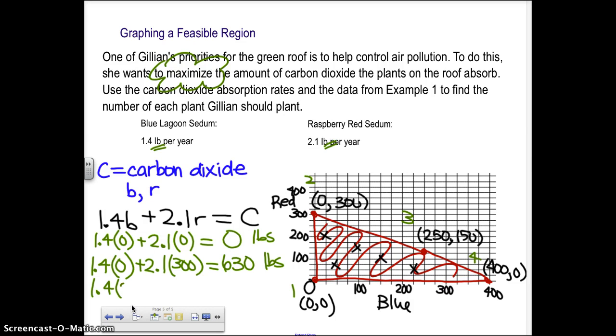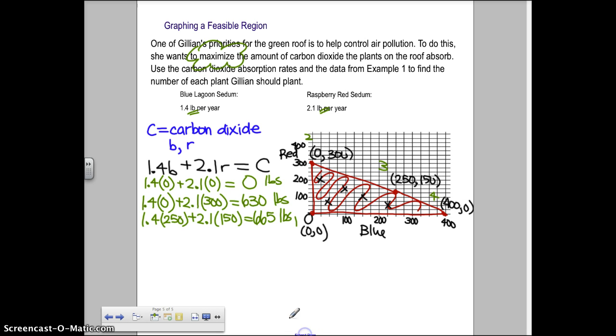1.4 times 250, plus 2.1 times 150, and you all can do order of operations. You can do 1.4 times 250, you can do 2.1 times 150, and you can get 665. Okay, we've already beat it, so now we're thinking that maybe this is our best one, but we still have one to try. And the last one: 1.4 times now 400 blue guys, plus 2.1 times 0 red guys. And at that combination, we're at 560 pounds.